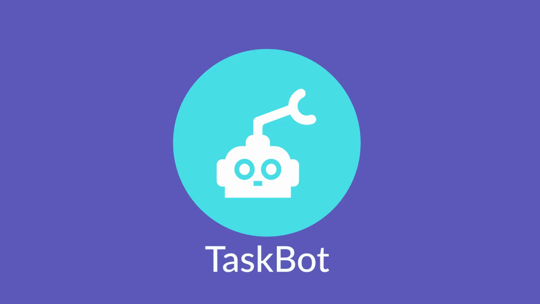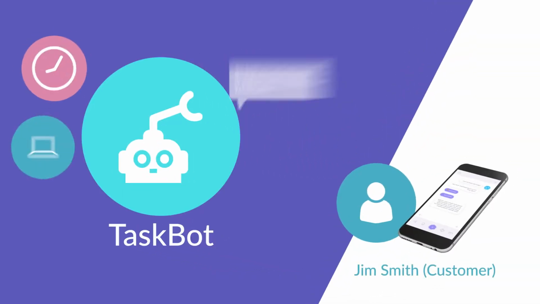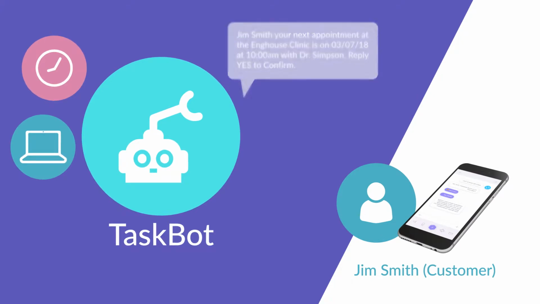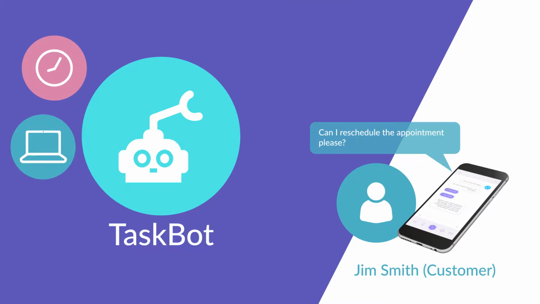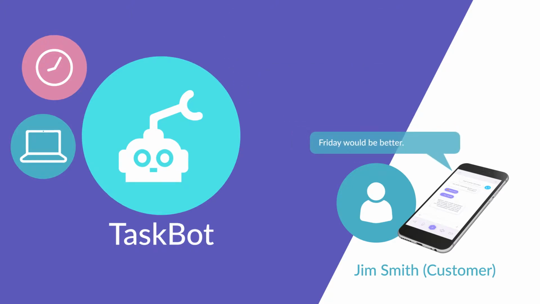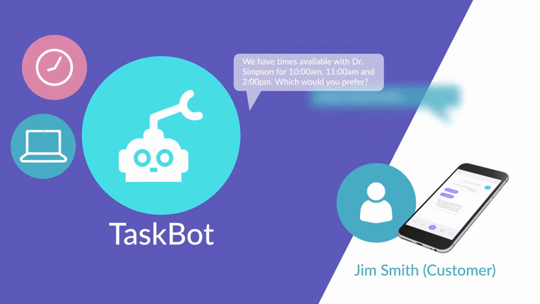Let's take a TaskBot, for example. Using a bot to manage appointments for a doctor's surgery, Jim receives an SMS reminder the day before his appointment with his doctor. Jim realizes he is double-booked and responds via SMS. The TaskBot picks up the inquiry and uses NLU to identify the query, interacts with the appointment scheduler, and responds with potential dates and times. Jim confirms the appointment.